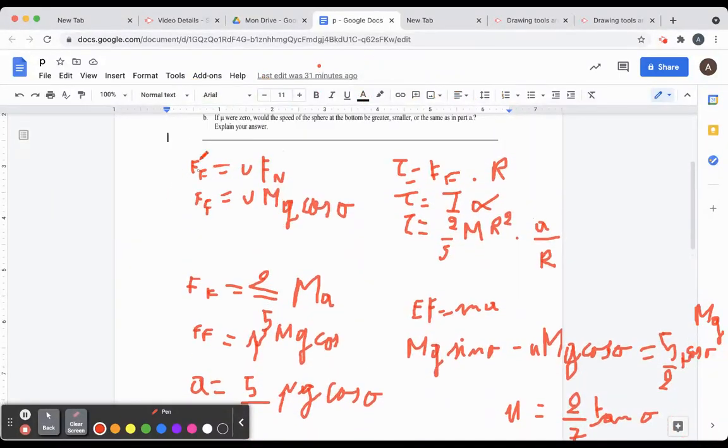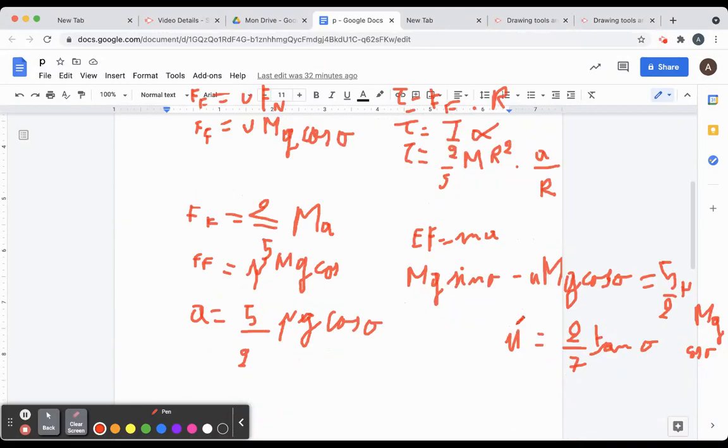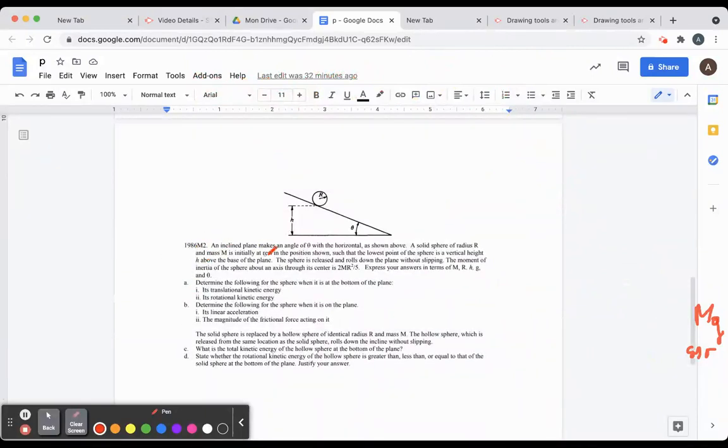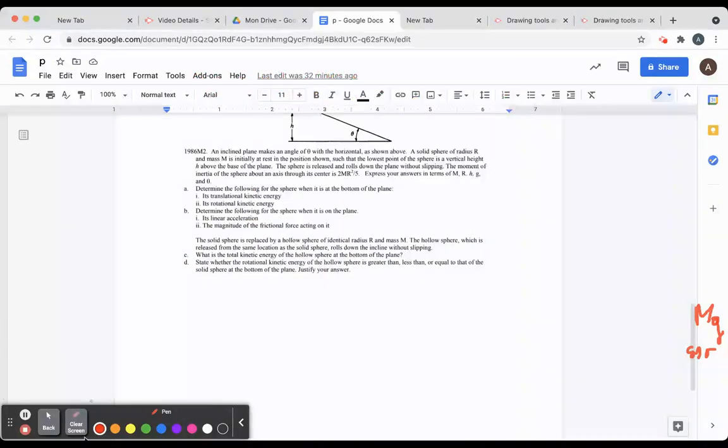So this is the 1974 M2 answer. We basically gave the force of friction formula, then we found the acceleration value using the torque formula, then we used the sum of the forces in order to find the coefficient of friction. Now let's go into 1986 M2, and let me erase this.